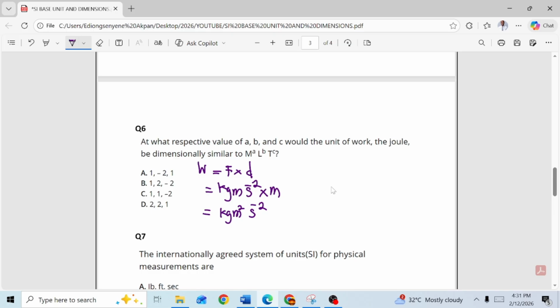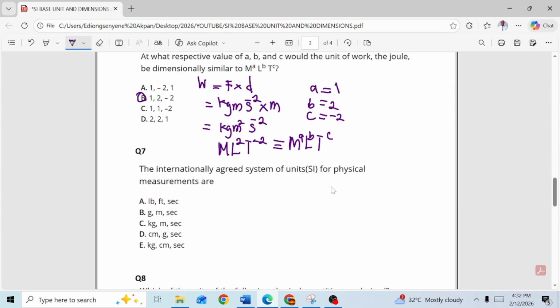The dimension will be M L 2 T minus 2. We compare it with M a L b T c. So M is representing a, which is 1. b is representing L, which is 2. And c there, minus 2. The answer is B.